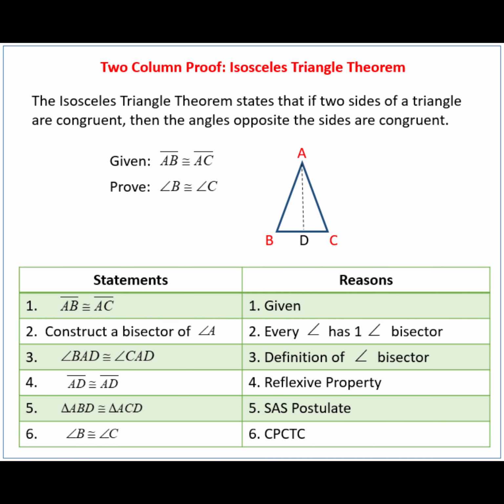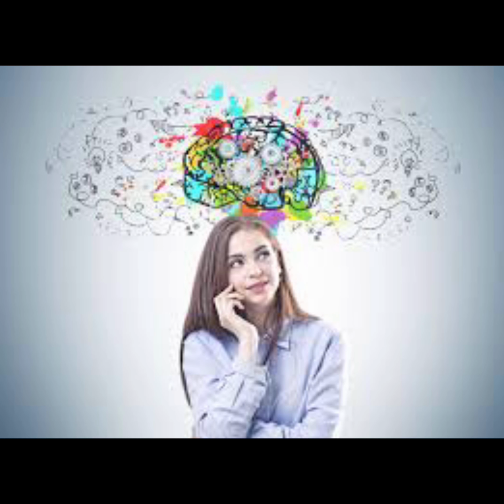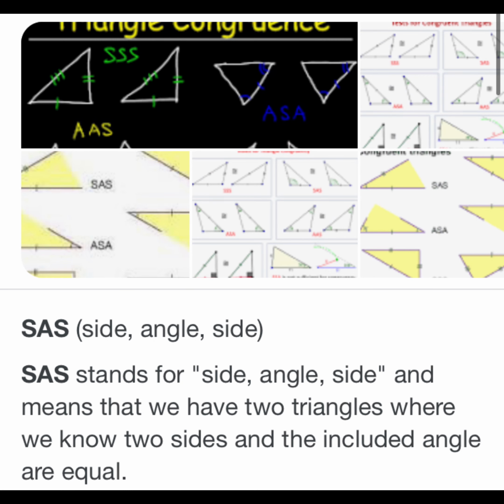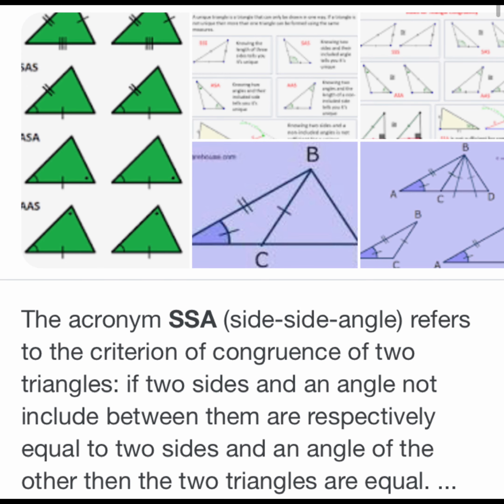Proofs is also a huge component in geometry. In proofs, you are given a statement that you then have to prove, usually in mathematical terms, like side angle side, or angle side angle, angle angle side, and side side angle.